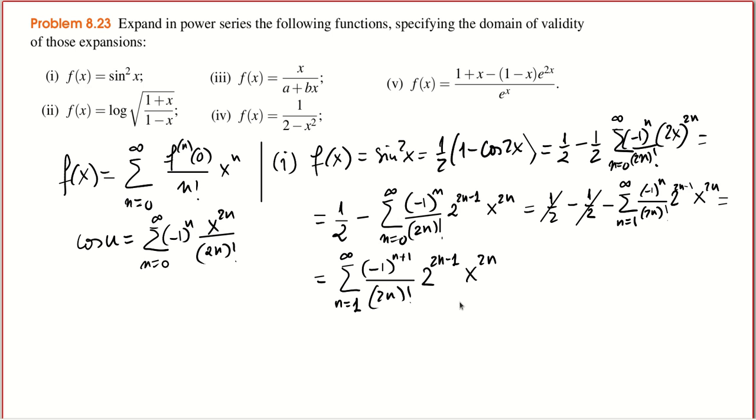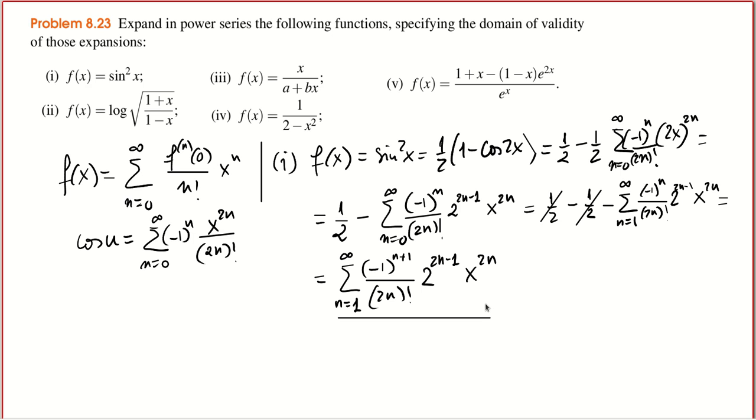It makes sense that the constant is equal to 0, because what this means is that f of 0 is equal to 0, which it is. F of 0 is equal to 0. You can see it here. So this is the expansion of the sine squared.